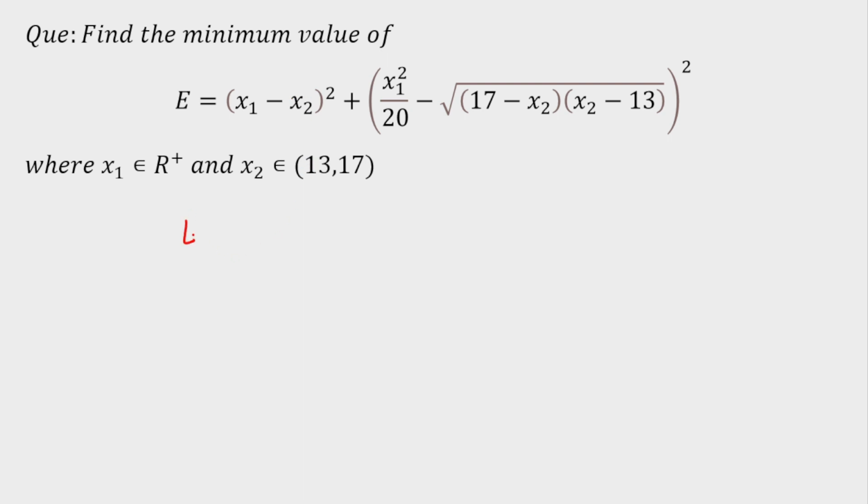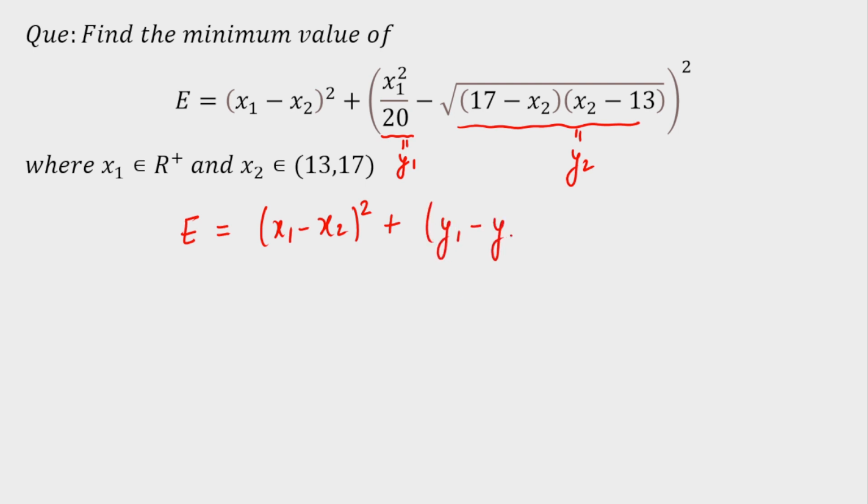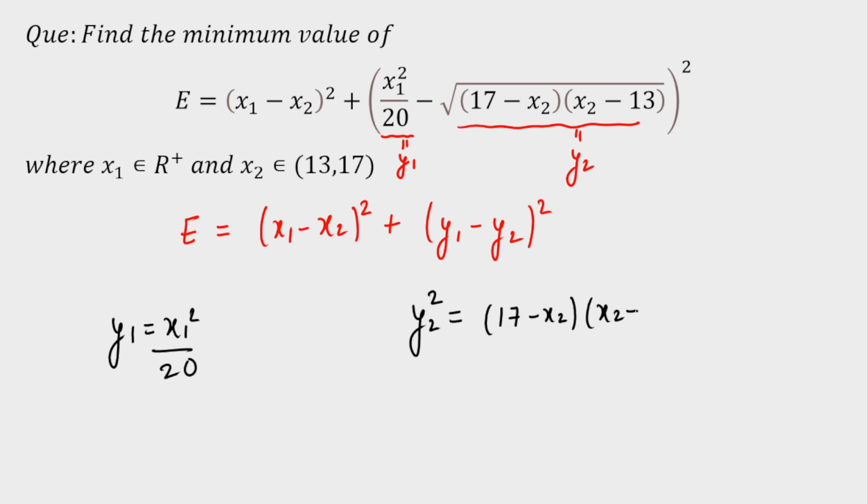So I'm going to rewrite this E as (x1 minus x2) whole square plus, let's say for a moment, this value is equal to y1 and this value is equal to y2. So I'm writing this as (y1 minus y2) whole square. Now I've taken y1 as x1 square by 20, and y2 as y2 square, because the root over will be removed, and that is equal to (17 minus x2) and then (x2 minus 13) here.